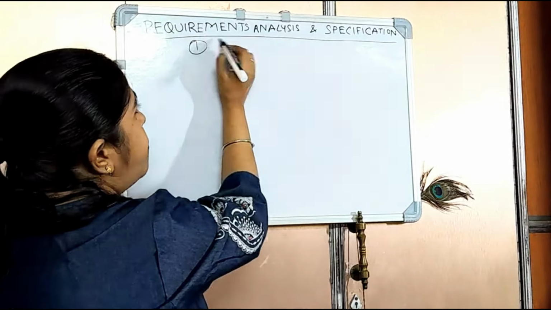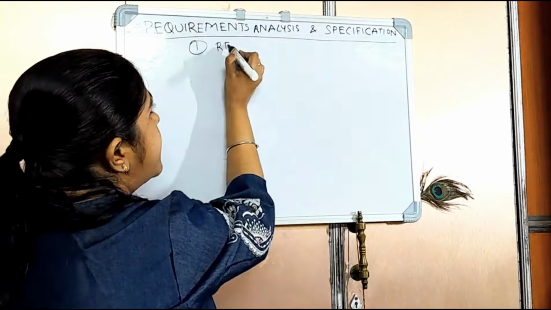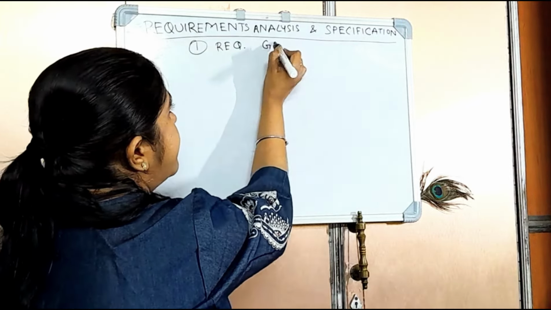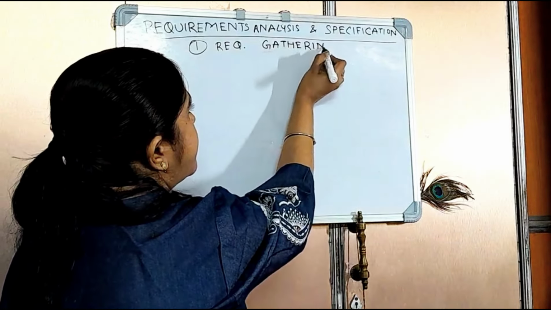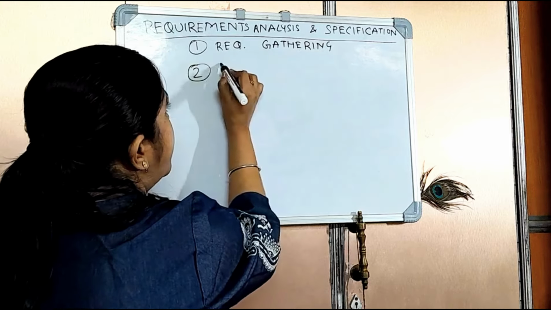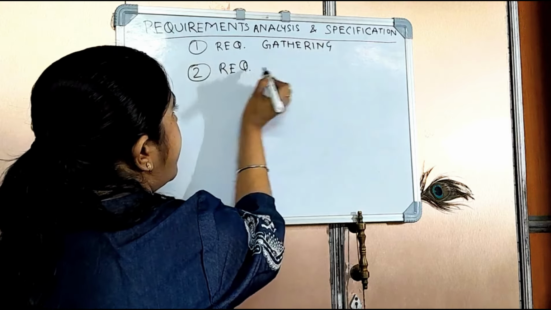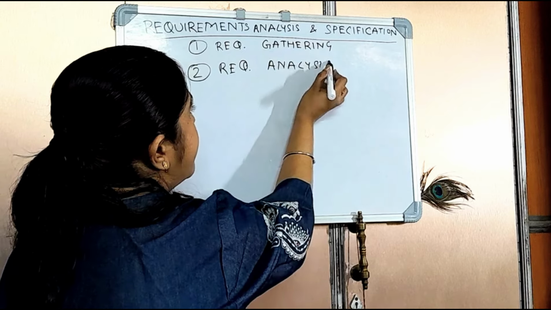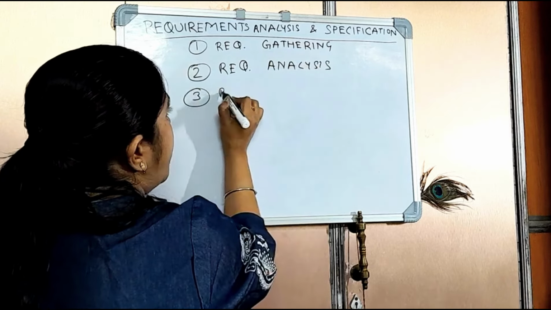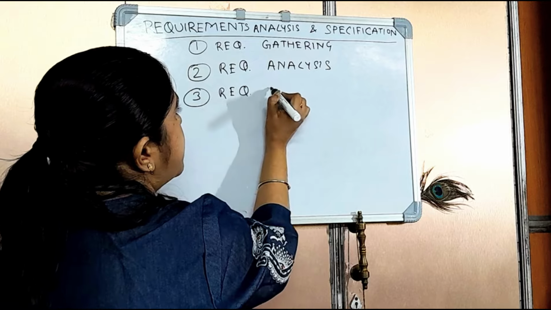The first one is requirement gathering, the second one is requirement analysis, and the third one is requirement specification.